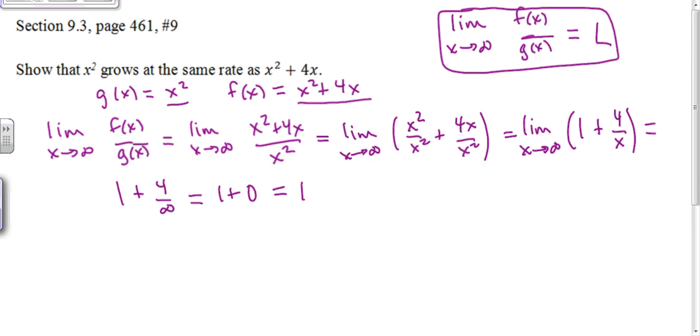And this actually brings us back to the end behavior model that we talked about way back when we did limits at the beginning of the year. And the end behavior model for x squared is going to be x squared, and the end behavior model for x squared plus 4x is going to be x squared as well. So these two functions have the same end behavior model, and they also grow at the same rate.